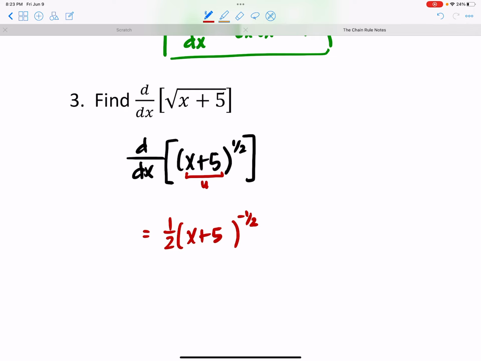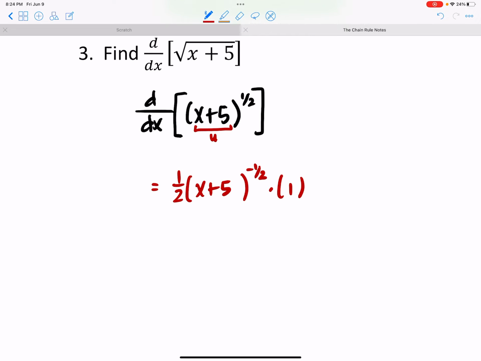So I take the derivative of my outer function and ignore my inner function, just leave it in there. So use my power rule out here and leave that inner function alone. And now multiply by the derivative of my inner function. Well, the derivative of my inner function here is just going to be a 1, so I multiply by 1. So then I'm almost done. I just need to clean this up.